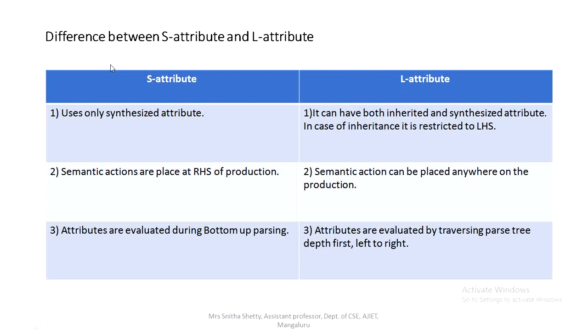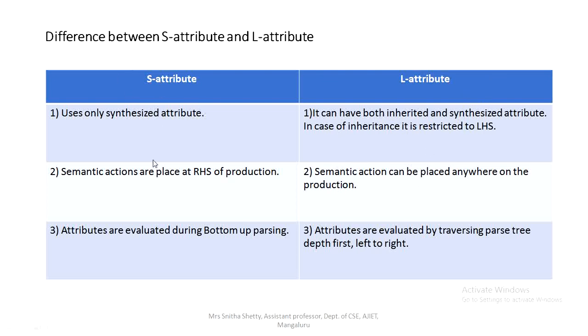S attribute uses only synthesized attributes. L attribute can be both inherited and synthesized. In case of inheritance, it is restricted to the left, so we call it an L attribute. In S attribute, we place the semantic action at the right hand side of the production, whereas in L attribute, the semantic action can be placed anywhere in the production.